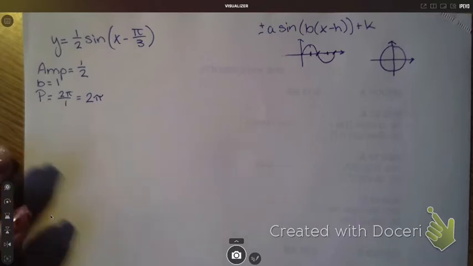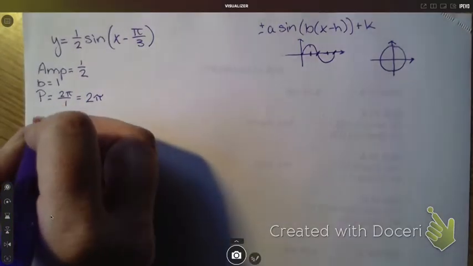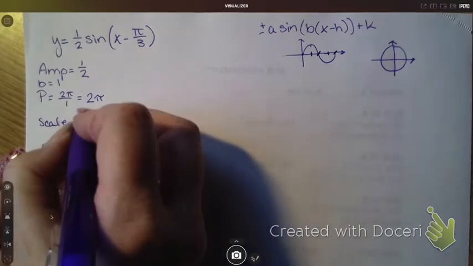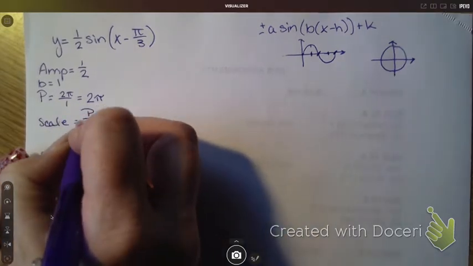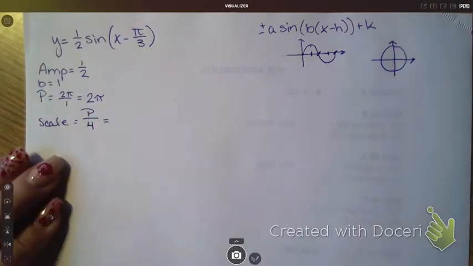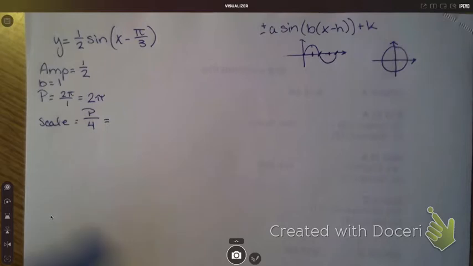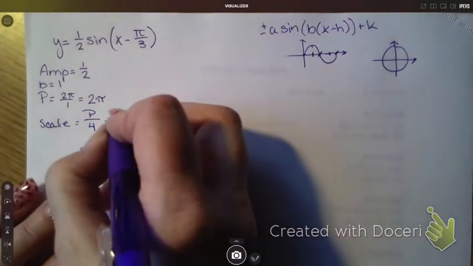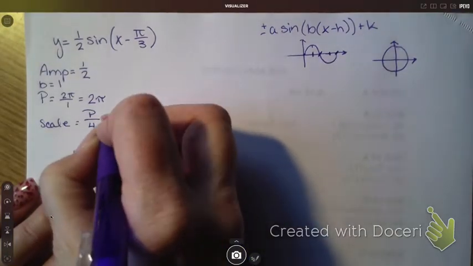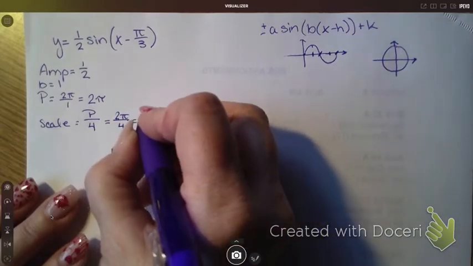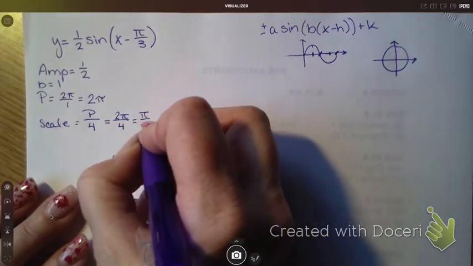So when I do this, the period is divided up evenly into 4. So when we're graphing, we look for a scale factor. And all we do is take the period divided by 4. Okay, why 4? Because of 4 quadrants. There's 4 equal parts in the parent function, correct? So the period is 2 pi divided by 4. So my scale is what? Pi over 2.